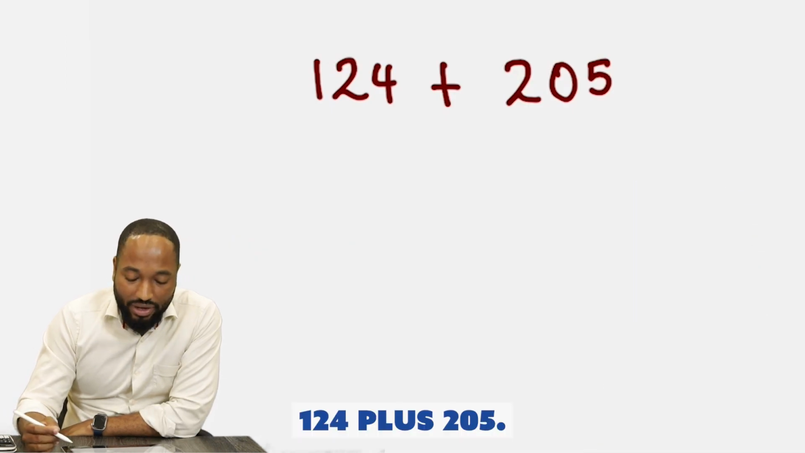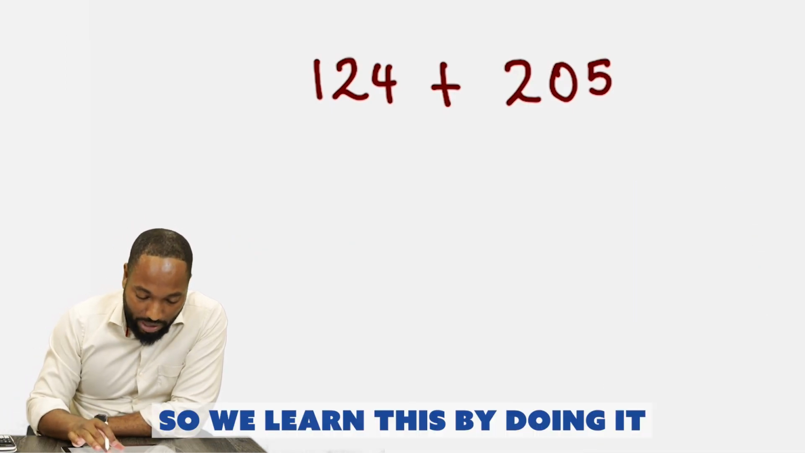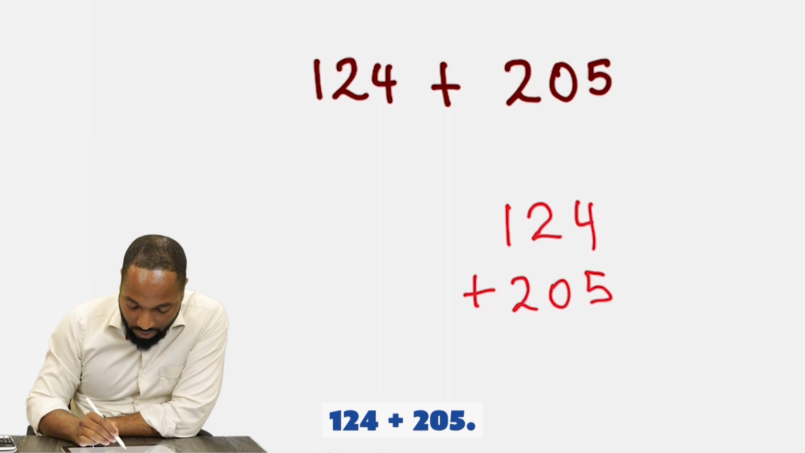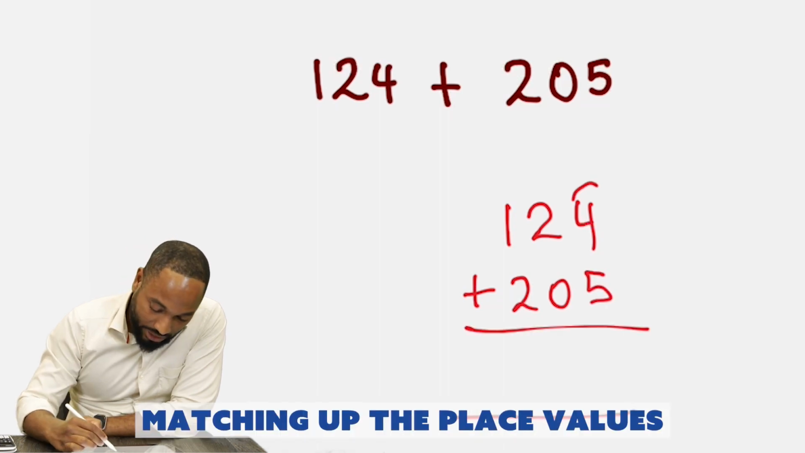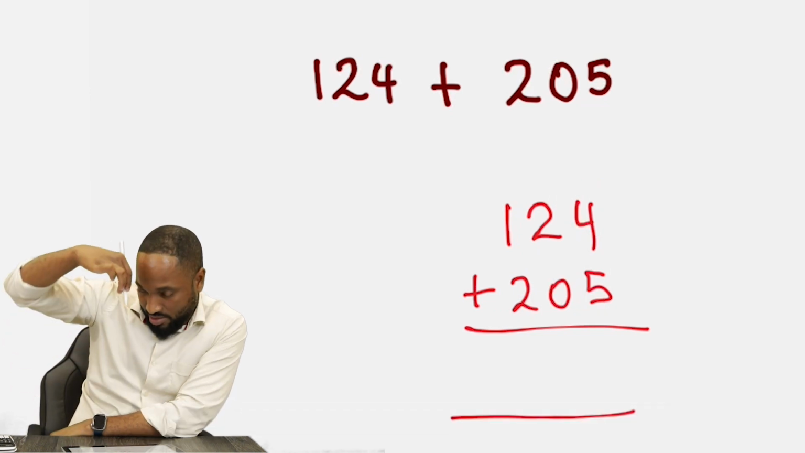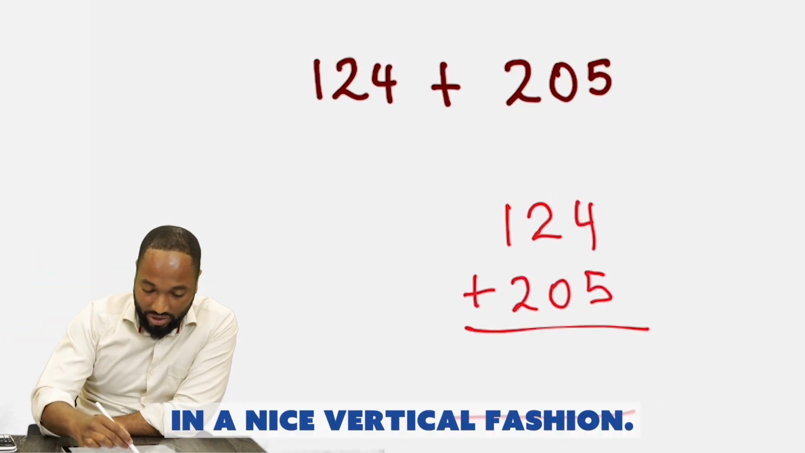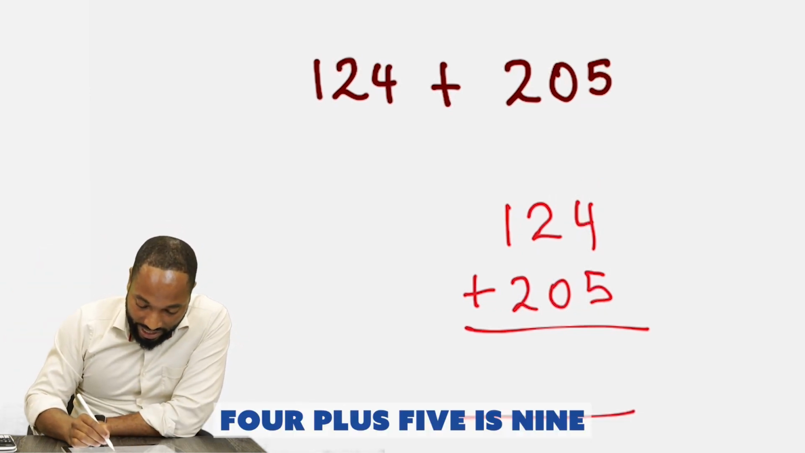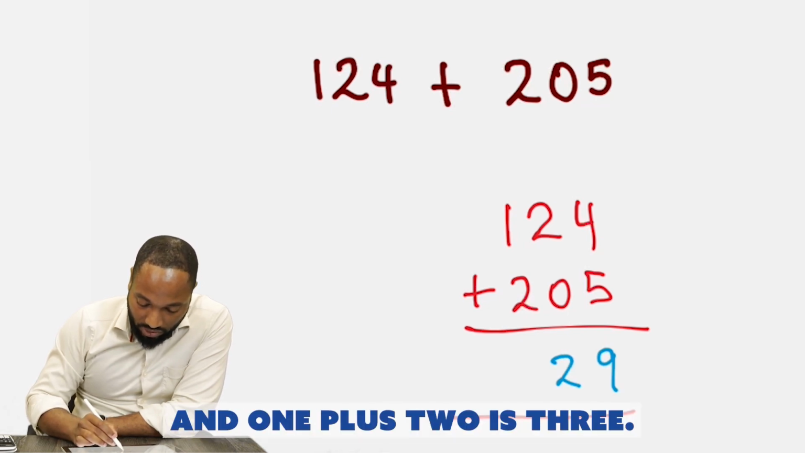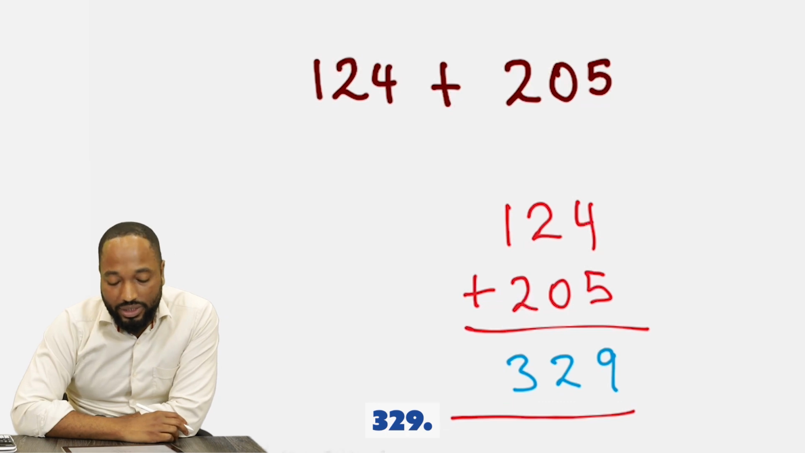124 plus 205. So we learn this by doing it. 124 plus 205. What I'm doing is matching up the place values so that I can add the numbers in a nice vertical fashion. 4 plus 5 is 9, 2 plus 0 is 2, and 1 plus 2 is 3. 329.